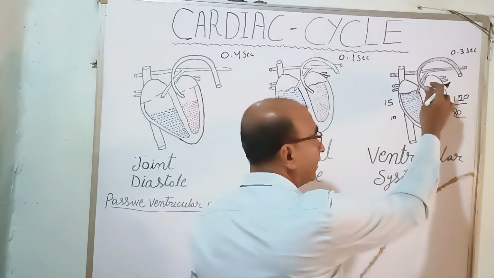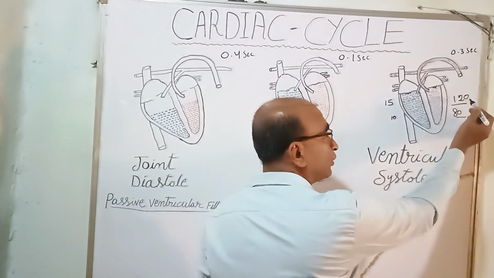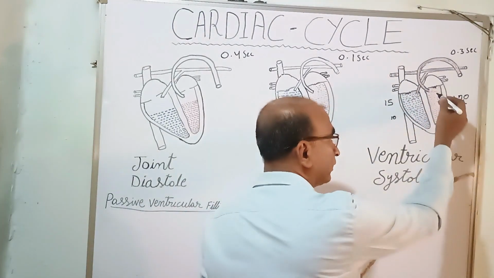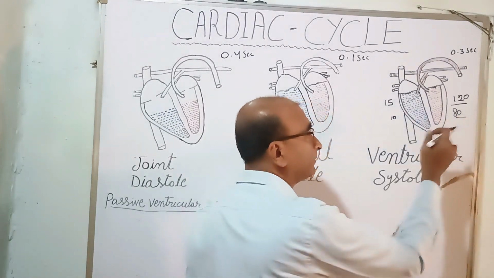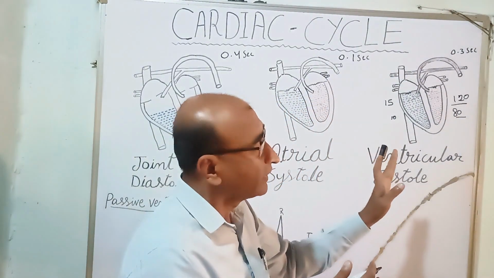You are seeing here the high pressure of the left ventricle is 120 millimeter of mercury and the low pressure is 80 millimeter of mercury. Often we read the pressure of the left ventricle.